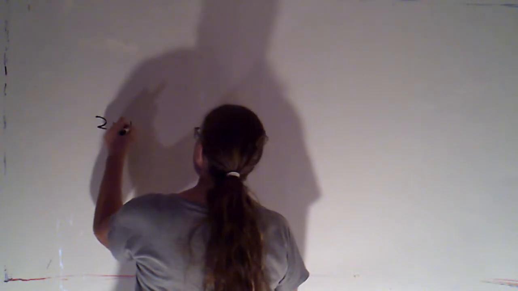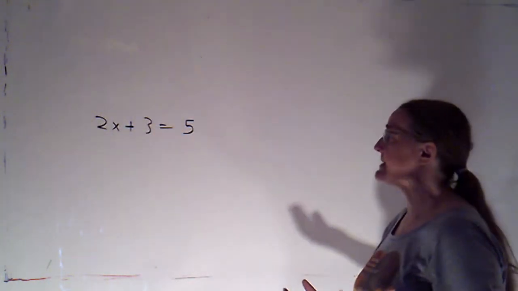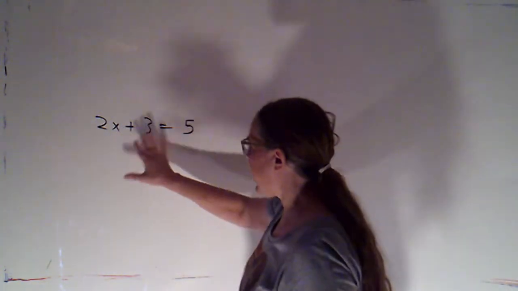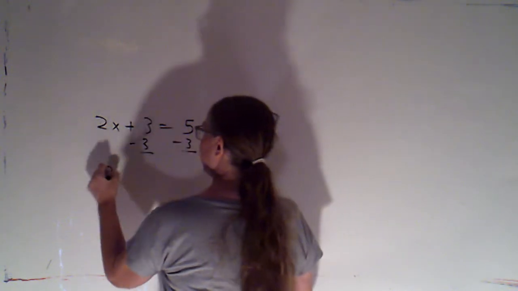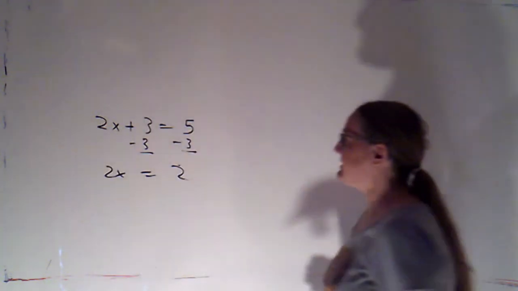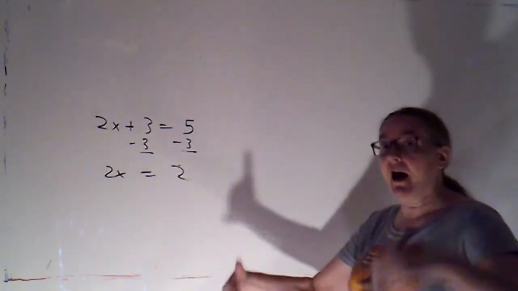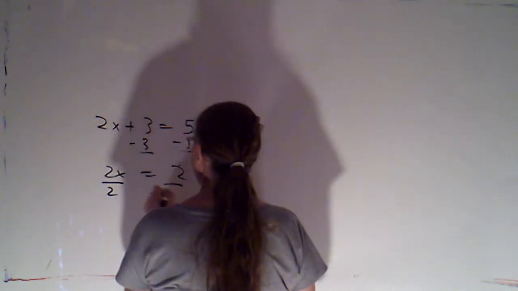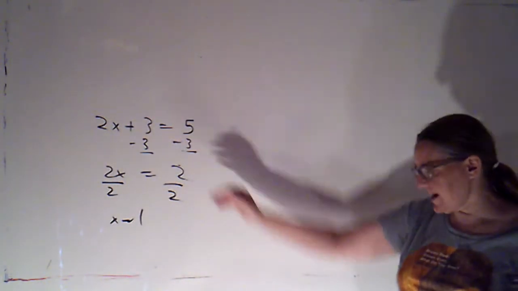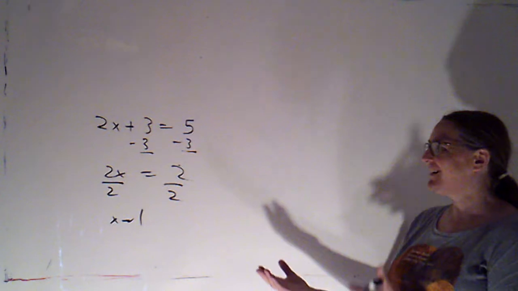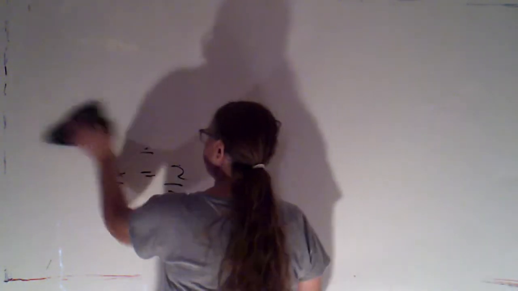If I look at 2x plus 3 equals 5, and I want to get to what x is, I need to say, well, right now I'm adding a 3. Let's undo that. Let's subtract over the 3 to get 2x equals 2. I still want to get x by itself. I'm multiplying by 2. Let's undo that. Let's divide by 2. And so I get x equals 1. So solving equations is all about undoing whatever we've done to x.